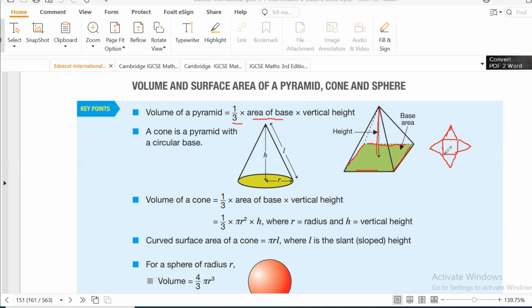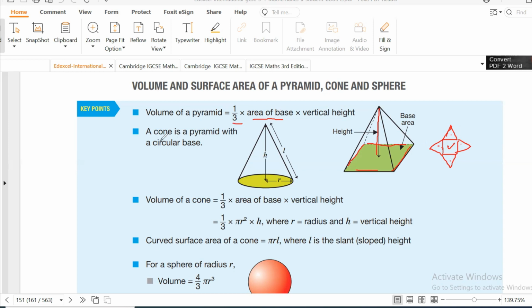And remember that there is no proper formula for surface area of 3D shapes. We try to find the total surface area of all the faces. For example, here we have four triangles, one, two, three, four. So area of four triangles plus area of square gives us the total surface area of the pyramid.